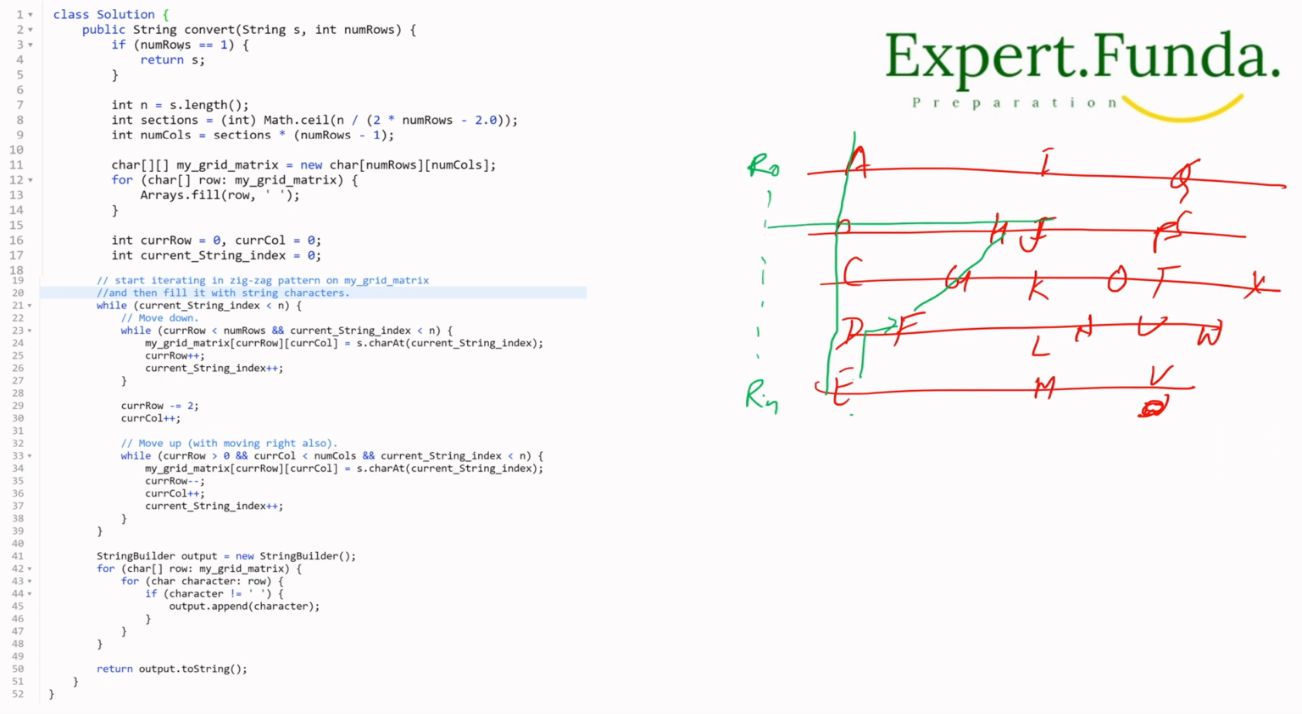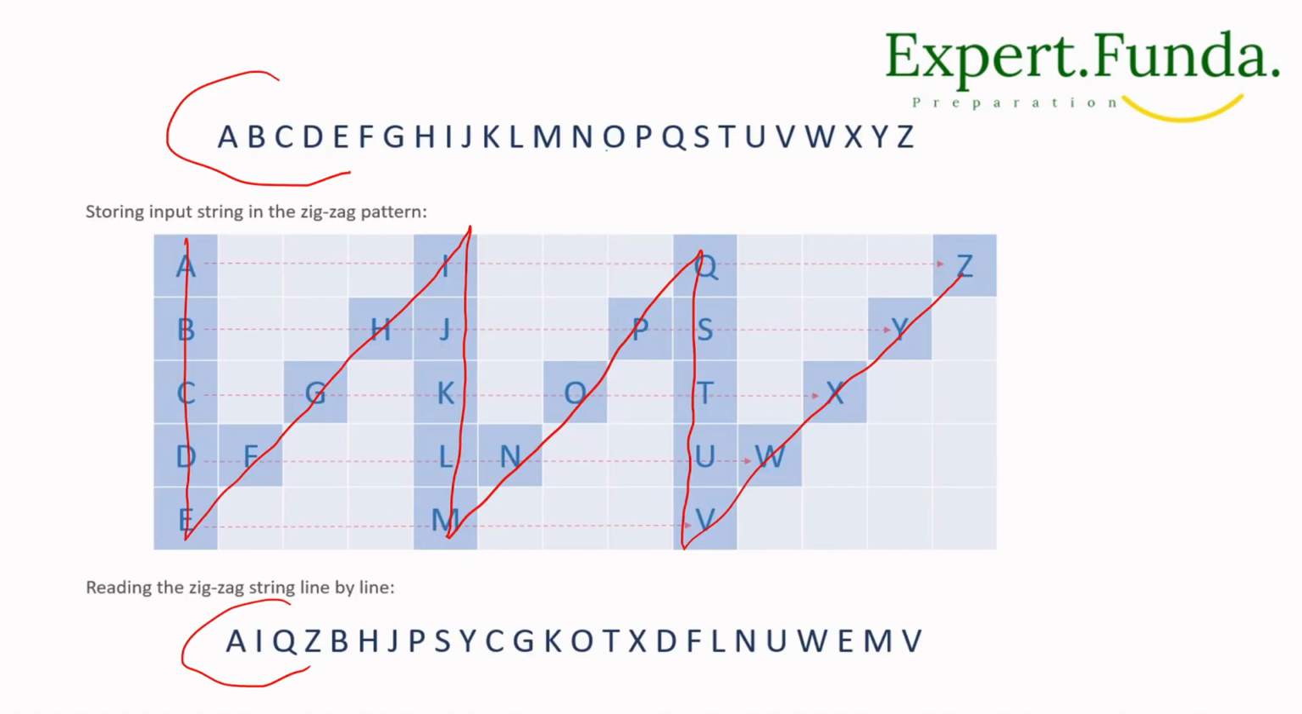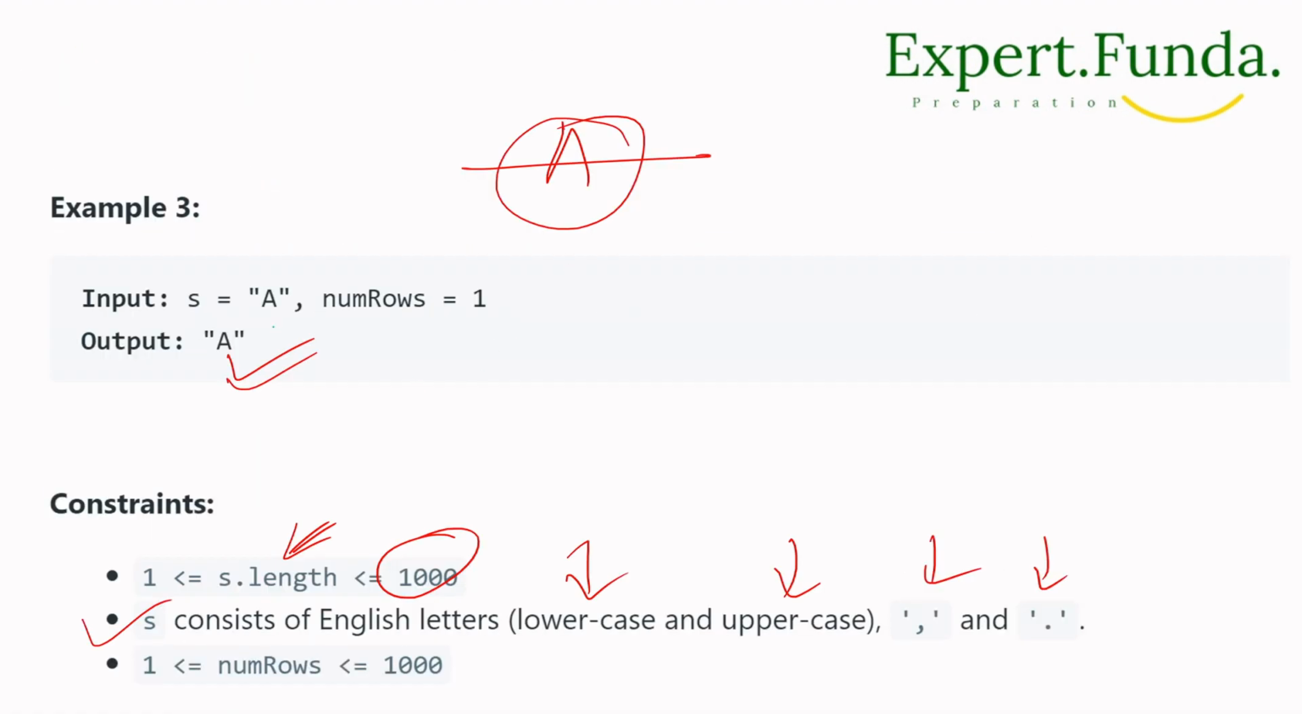So let's see, first we will check for the row 1, right? We are given the string S and the number of rows. If the number of rows equals 1, we will return S, correct? If the number of rows is 1, it means we have only one row in total, so we will return that string that we are talking about, this one, right?